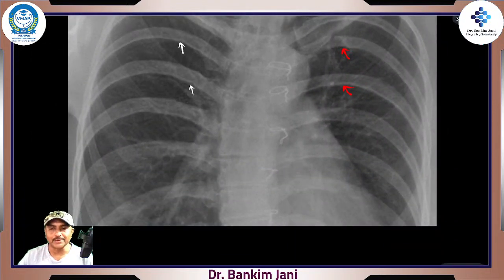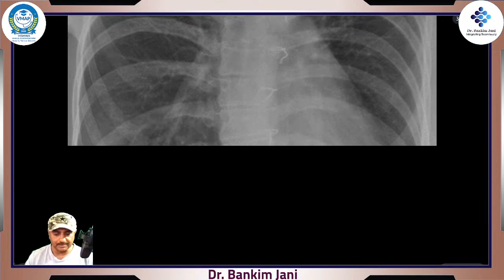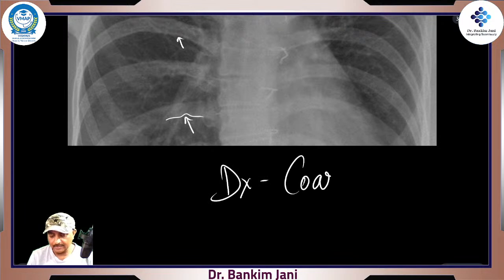So it causes depressions in the ribs. Exactly. See here, I just noticed this one. See this one, here again it is so good, very prominent. So these are the inferior rib notching, and that's the diagnosis that this is coarctation of aorta.